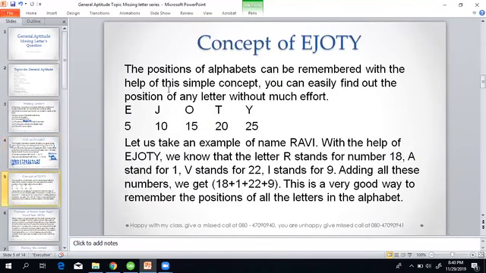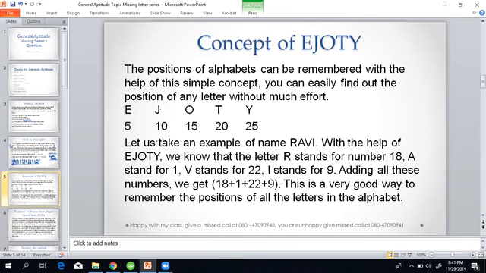Okay. Now the concept of EJOTY. If you remember these 5 letters, EJOTY, then it is very easy for you to answer the questions in very minimum time. E is at the 5th position, J is at the 10th, O at the 15th, T at the 20th, and Y is at the 25th position. Means they are in the multiples of 5.